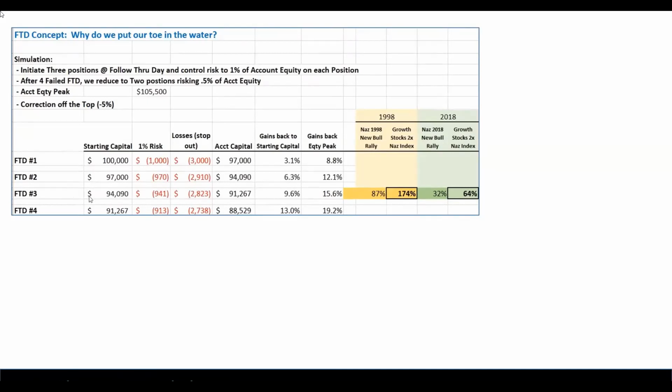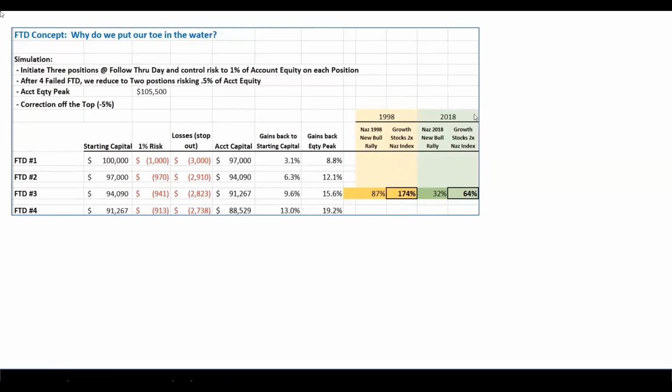Now, it's important, follow-through day number 3 in this example, and I'm showing you the '98 bear market, and this is the important part of this exercise. When the '98 bear market got the follow-through day that worked, which was follow-through day number 3, the NASDAQ went on a tear. It went up 87%. And we can make an assumption that growth stocks, if you're in the right growth stocks, you have potential gains of 174%, which is double what the index gains.